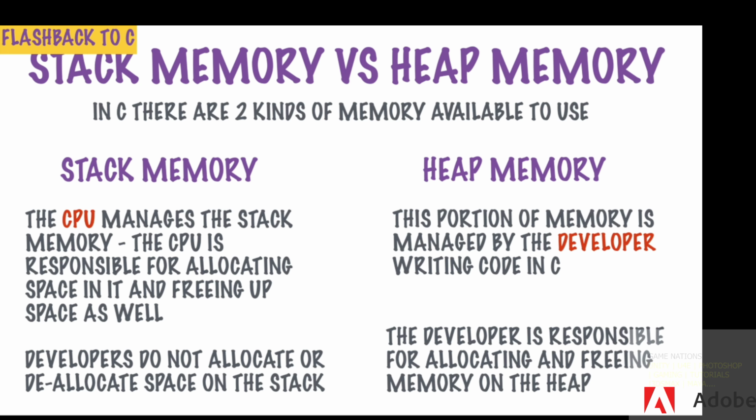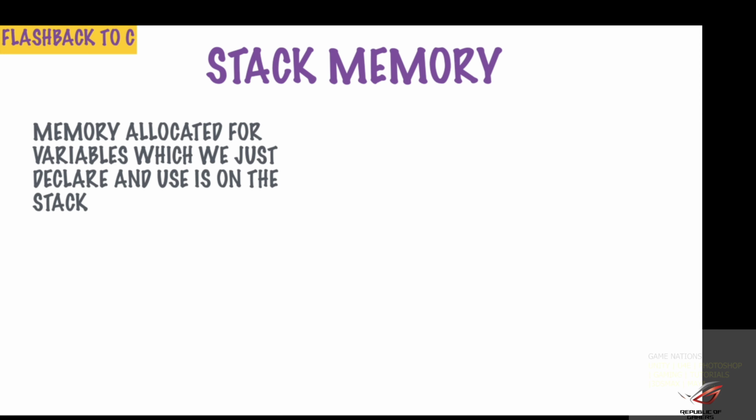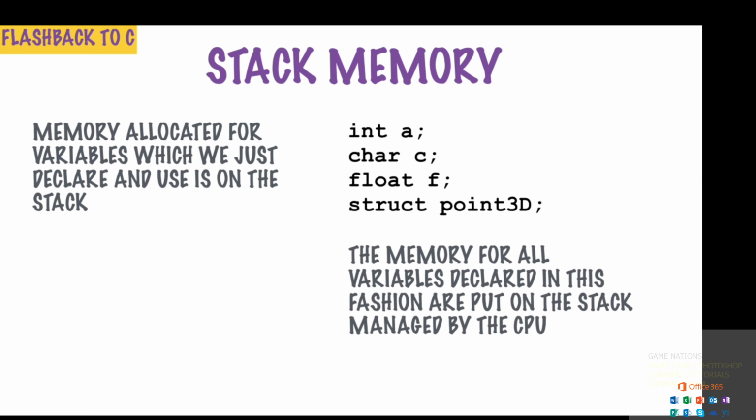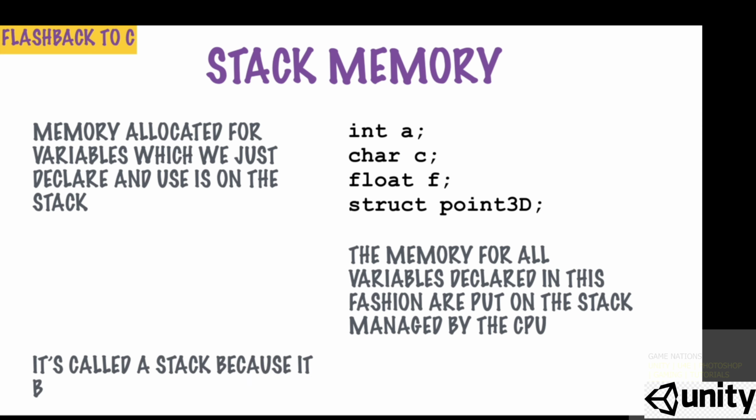The stack memory is one that's managed by the CPU. We saw that. The memory allocated when you simply declare a variable and then immediately use it, like int a, char c, float f, or maybe you have a struct point3d and you declare a variable of that type. The memory that you declare in this way and that you use in this way, the variables that you use in this way, all live on the stack.